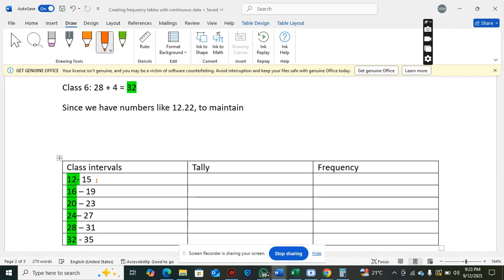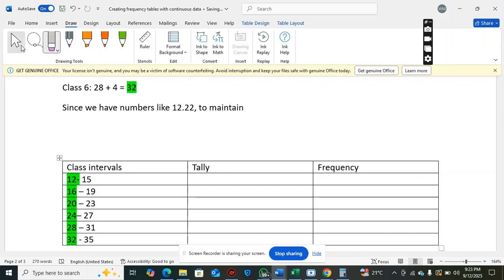If you add 15 plus 4, you get 19. 19 plus 4, 23. 23 plus 4, 27. 27 plus 4, 31. Okay, so even the class width, when you make the class intervals, to make sure that you have got the correct class intervals, just check, add each of the lower limits with the class width and add each of the upper limits with the class width.